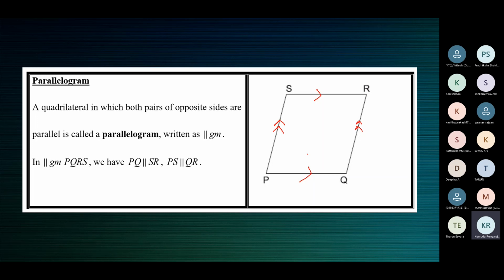This is the definition. A parallelogram has so many properties, but if you're given a quadrilateral and you have to prove it's a parallelogram, you don't have to prove all the properties. It's very simple. When both pairs of opposite sides are parallel, you can call it a parallelogram, and now it has all the properties of a parallelogram.